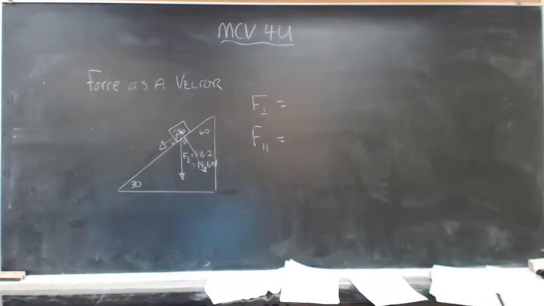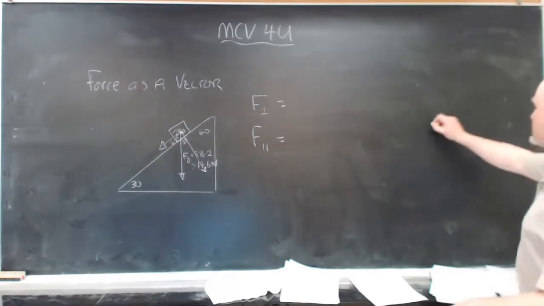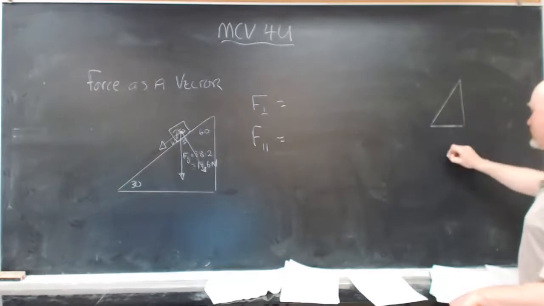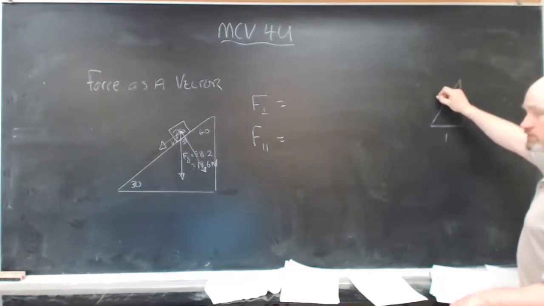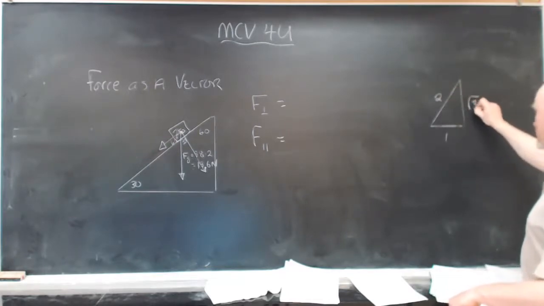Cosine of 60 is 1/2. Yeah. So remember your special triangles: 1, 2, root 3.